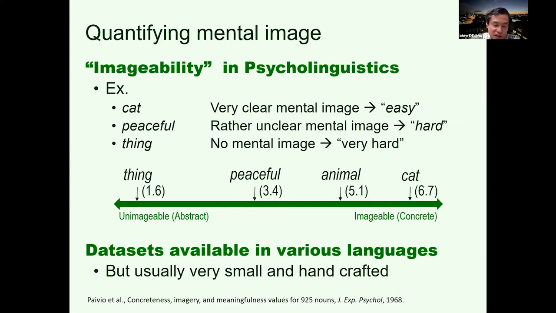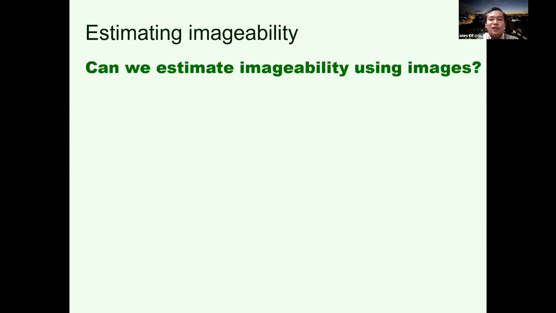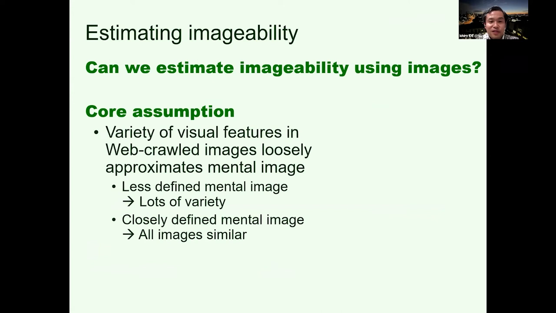Here it says datasets and dictionaries are available in various languages, but usually they're very small, with very limited vocabulary, and also it's handcrafted. So if you want to add a new vocabulary, you have to perform a subjective experiment with subjects, like 20 people or something like that. And it's quite tough. So it's not so easy to expand the vocabulary. So we thought, can we estimate imageability using images? So that's basically social media images. The core assumption is that the variety of visual features in web crawled images loosely approximates mental image. That's kind of a strong assumption, but we thought that this idea is interesting.